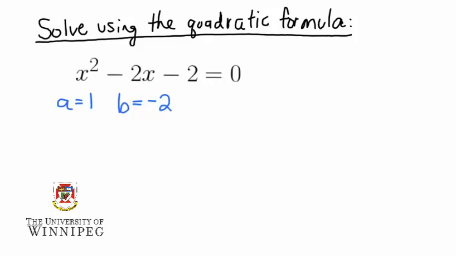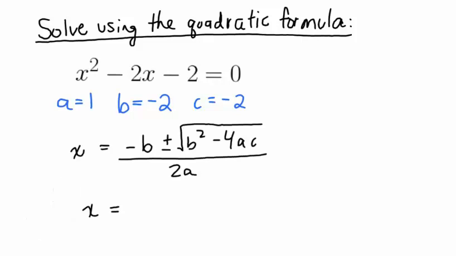B represents the coefficient of the x term. In this case, b is equal to -2. And then finally, c represents your constant term, and here c is equal to -2. So I've copied down the formula here for your reference. Negative b plus or minus the square root of b squared minus 4ac, all divided by 2 times a.